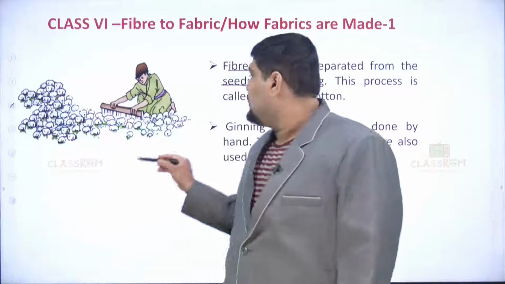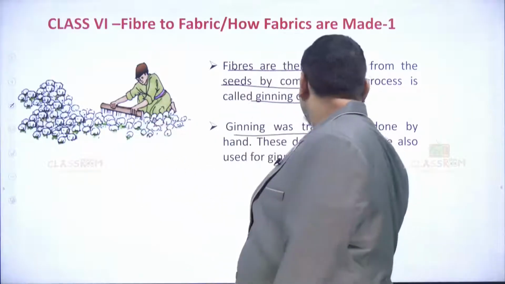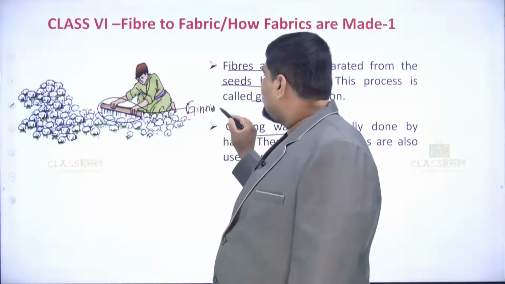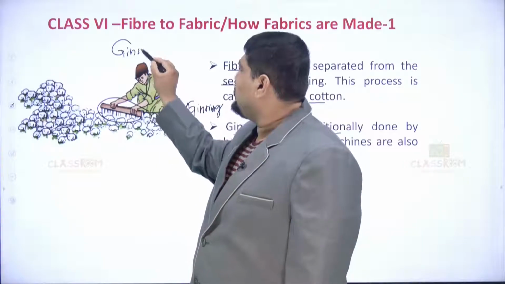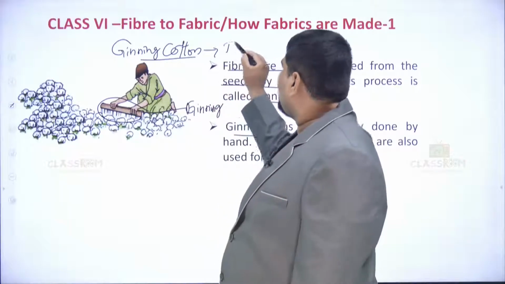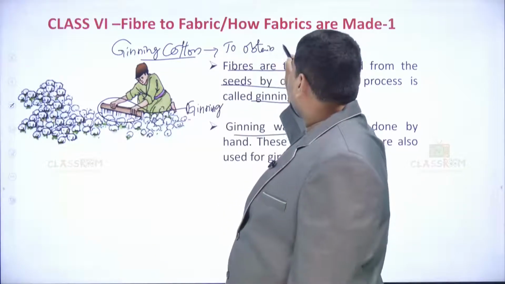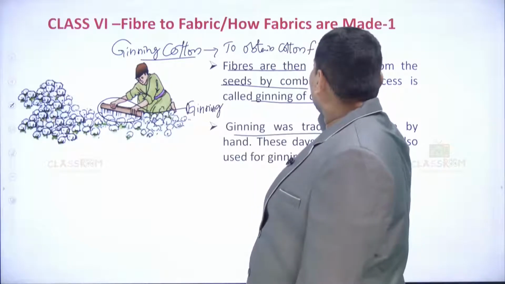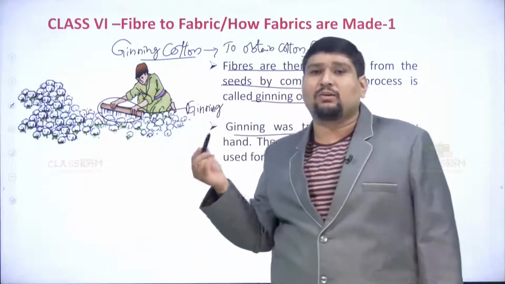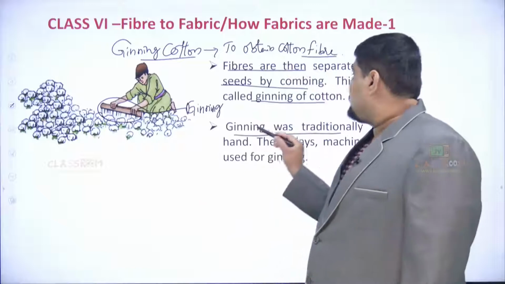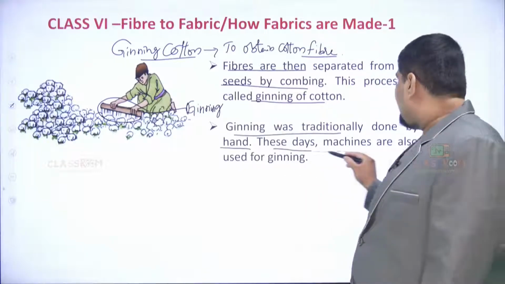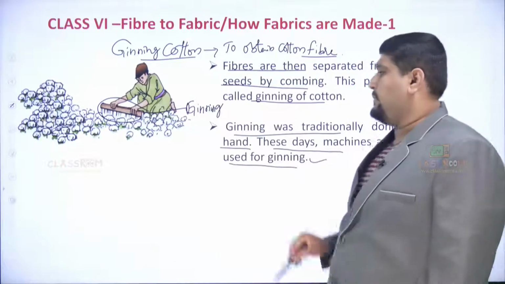So the seeds are separated. Ginning was traditionally done by hand, to obtain cotton fiber. From this fiber, we again convert it into the fabric or cloth that you are expecting. So ginning was traditionally done by hand, and these days machines are also used for ginning.